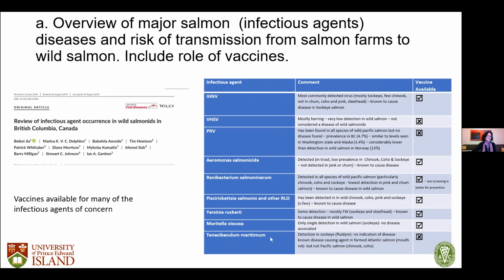And then finally, Tenacibaculum maritimum. It's a causative agent of a disease that we see in Atlantic salmon called mouth rot or yellow mouth. It's also being detected in sockeye using the Fluidigm. Again, there hasn't been any kind of disease associated with it in the wild fish. Currently, there is no vaccine available for this.